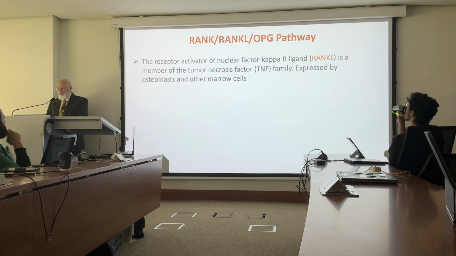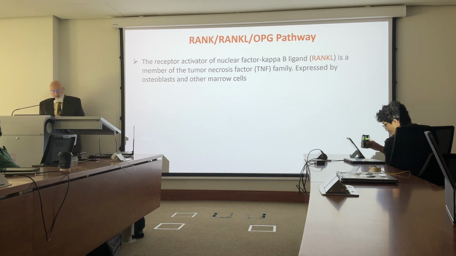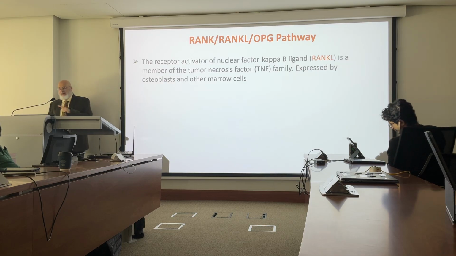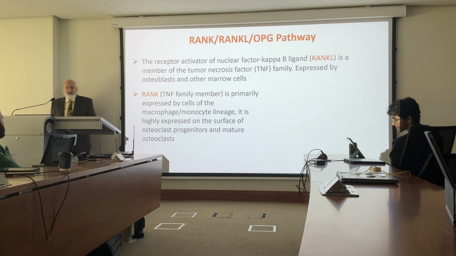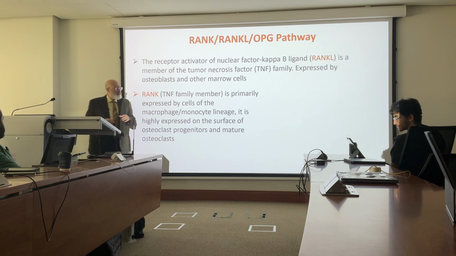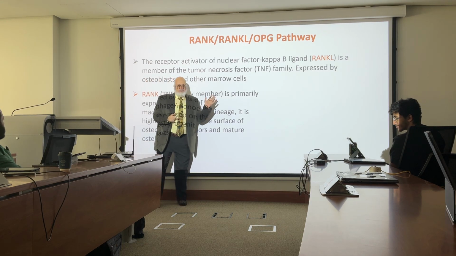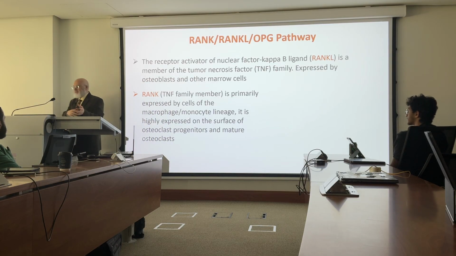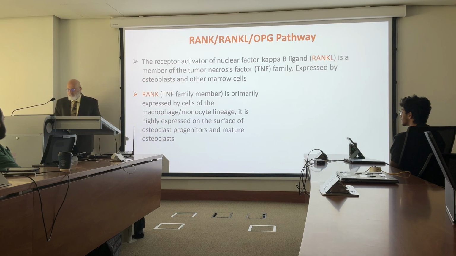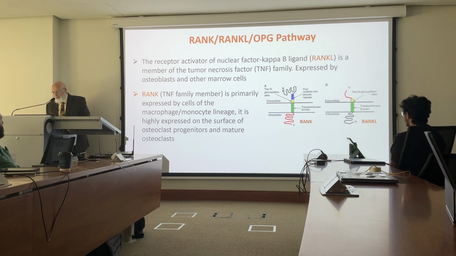It is a member of the tumor necrosis factor family, expressed on osteoblast and marrow cells. So RANK ligand is expressed on the osteoblast and mesenchymal lineage, versus RANK, which is also from the TNF family, but this is the receptor. The receptor exists on the osteoclast and the osteoclast precursors, the monocyte and macrophage lineage. This is just the structure of the ligand and the receptor. They have extracellular, intracellular, and transmembrane domains.